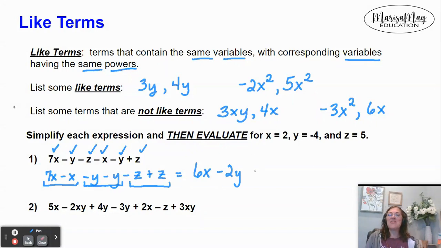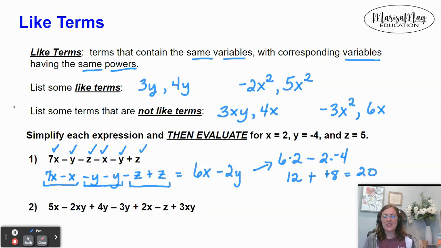All right, let's then evaluate. We'll replace the x with a 2. So 6x now becomes 6 times 2 minus 2 times y, or 2 times negative 4. 6 times 2 is 12, and minus negative 8. Well, just like before, we add a line to the subtraction, change the sign of the next number, which gives me 20.